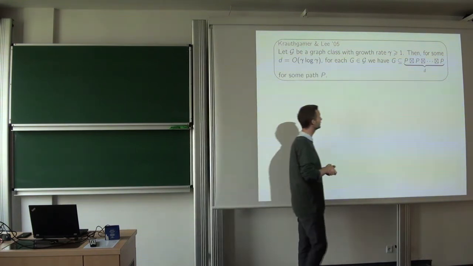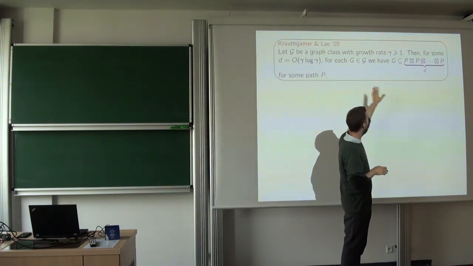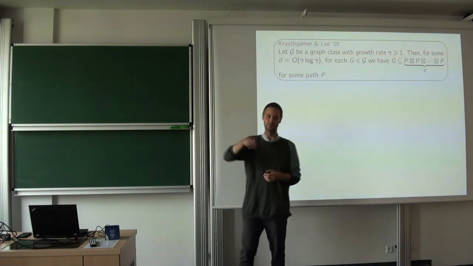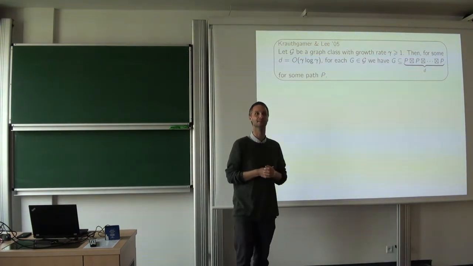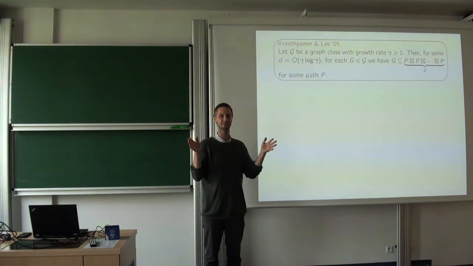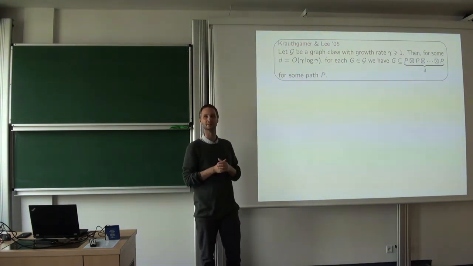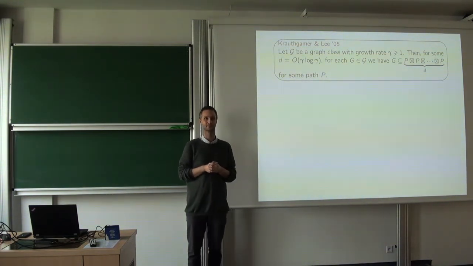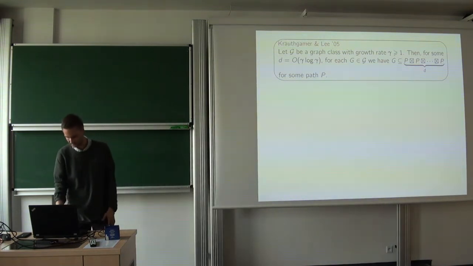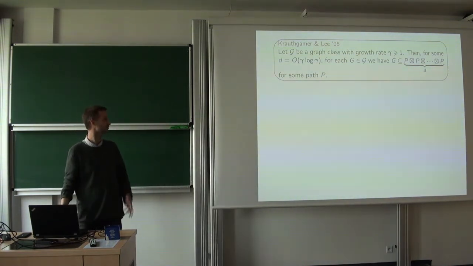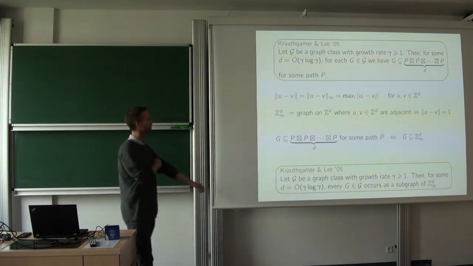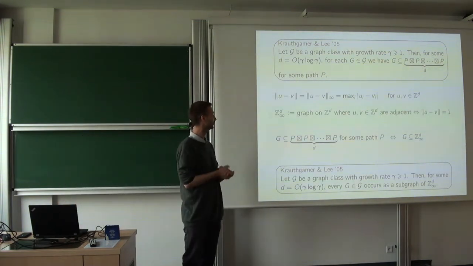And it turns out that for that choice of d, you can find your graph G as a subgraph of P times P times P times P, where you iterate this d times. Right, so you have d dimensions, and this d is not much bigger than gamma. Okay, so that's what they proved. It's a very nice theorem. So it's a product structure for graph classes with bounded growth rate.